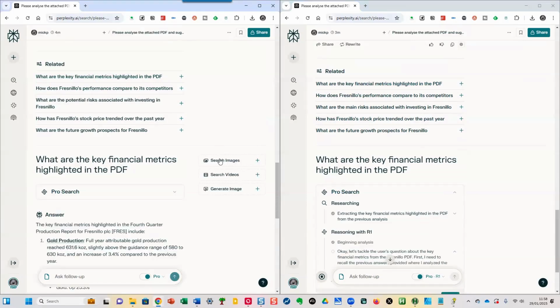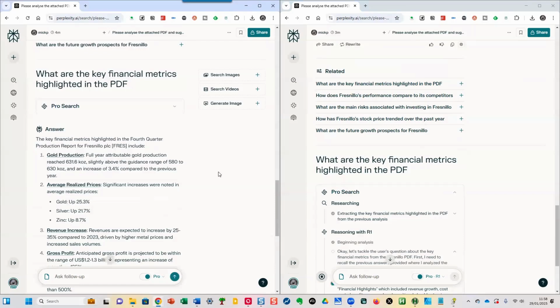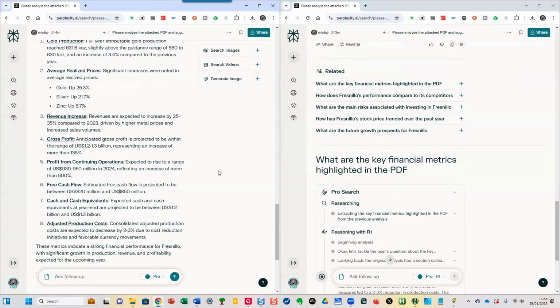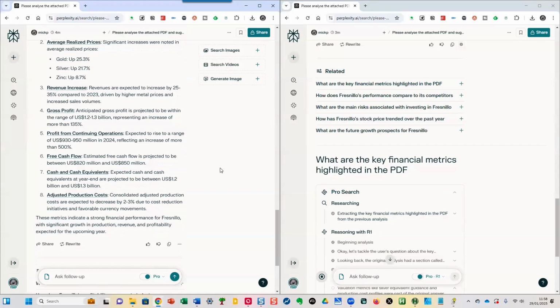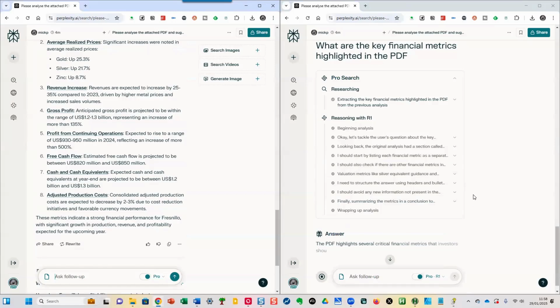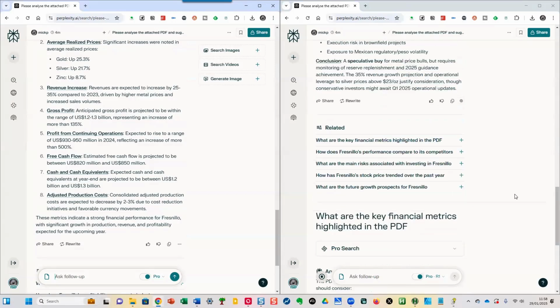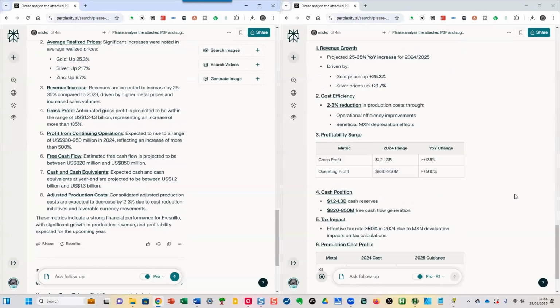And the left-hand side's got quite a quick answer. It gives you gold production, average realized prices, revenue increase, gross profit, operating profit, that's from continuing operations, free cash flow, cash and cash equivalents, adjusted production costs, strong performance. And the right-hand side, it's doing its reasoning, and you could see that the reasons were coming up in front of us as it was going through.